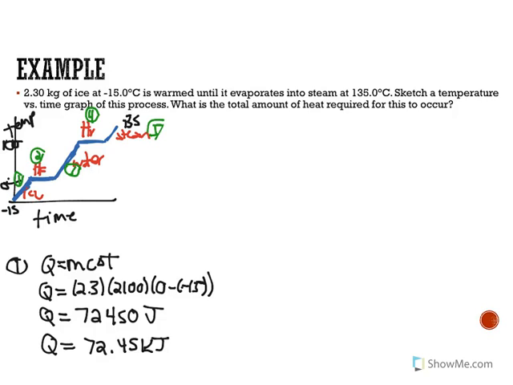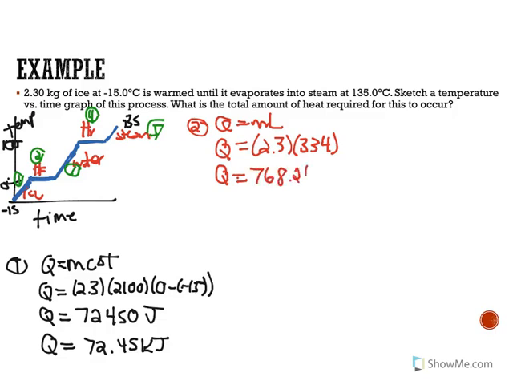All right, number 2. Q is equal to ml because it's a phase change. And because it's going from a solid to a liquid, we need to use our heat of fusion. So 2.3 times our heat of fusion value for water, which is 334. So Q is equal to, let's do this on our calculator, 2.3 times 334. 768.2 kilojoules.